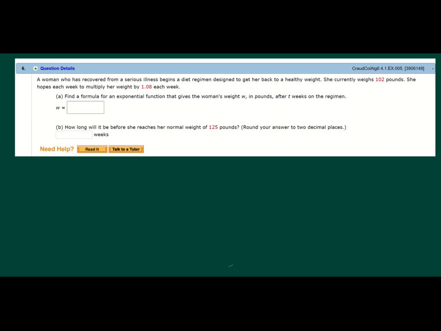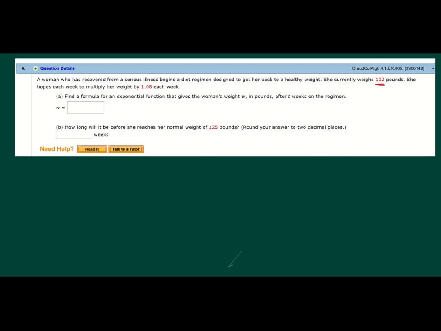Okay, so I'm reading through. A woman who has recovered from a serious illness begins a diet regimen. She needs to gain weight. She currently weighs 102 pounds, right? So there's a little bit of information given here, but that doesn't tell me that this is an exponential model. The next sentence is what confirms that this is an exponential model.